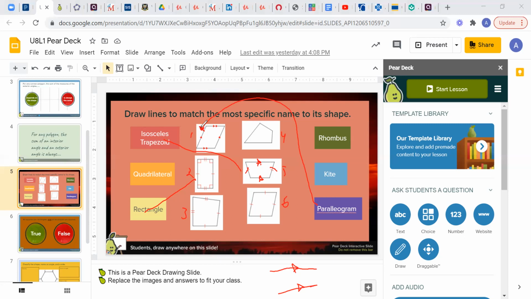4. A rhombus is a quadrilateral in which all sides are equal. Oh, so it's not 4. So which one then? Wait, what? A rhombus is a 4-sided figure in which all sides are equal. So 6. 6. Thank you.